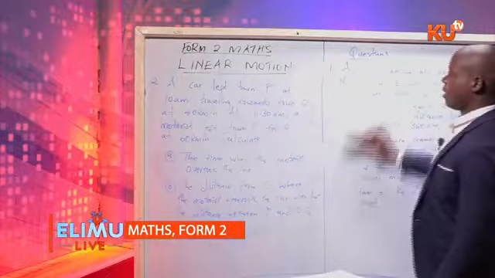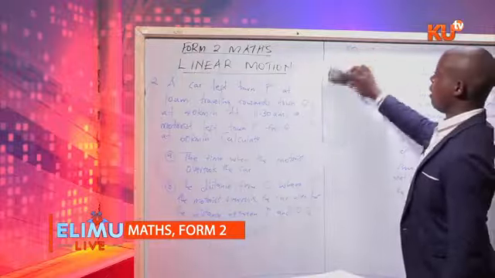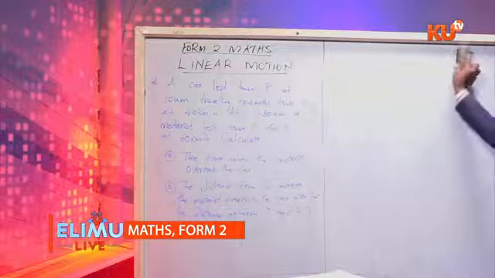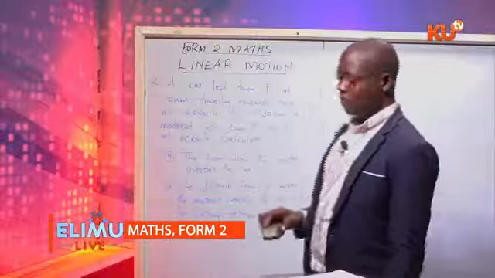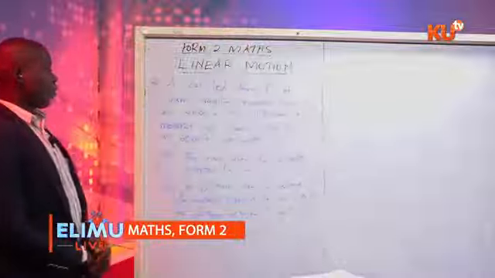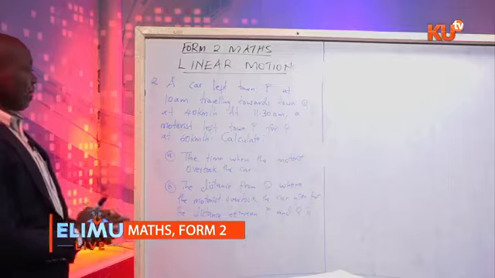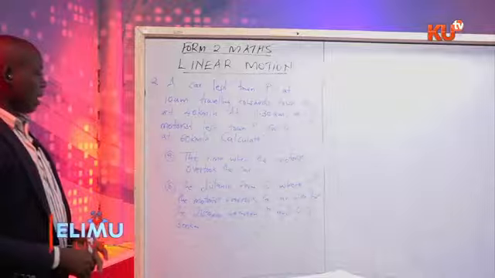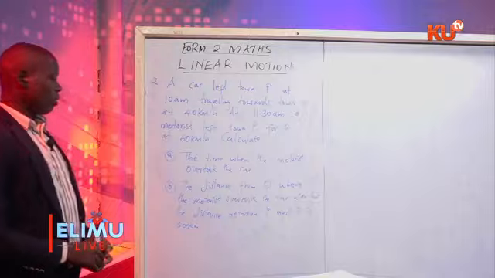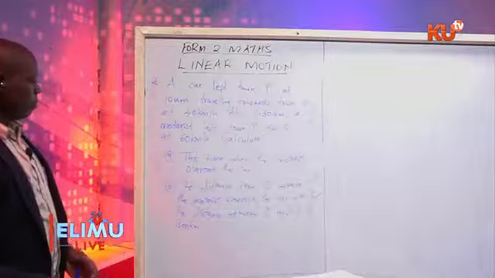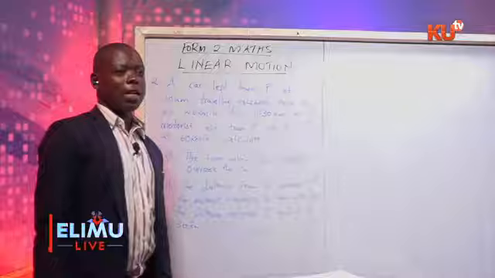A car left town P at 10 a.m. traveling towards town Q. At 11:30 a.m., a motorist then left town P for Q at 60 kilometers per hour. Then we calculate the time when the motorist overtook the car and the distance from Q where the motorist overtook the car, given that the distance between P and Q is 300 kilometers.